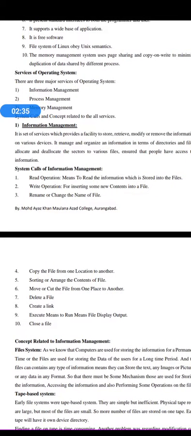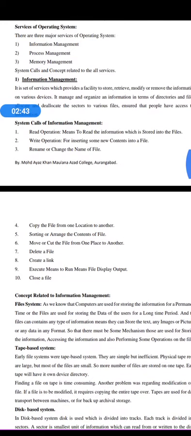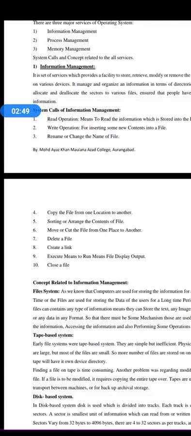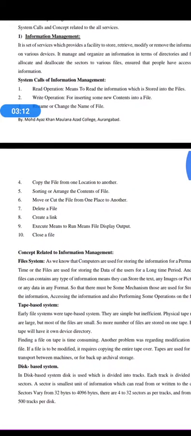It means to read the information which is stored in the file. Write operation, inserting some information into the file. Rename, or change of file name. Copy the file content to another location. Sorting, or arranging content of the file. Move the file from one place to another place, delete a file, create a link to the file. That is, if we want to put that file in another file, or we want to make a link of that file with another file. Then run a file, display output, and close a file. So these are important system calls in information management.